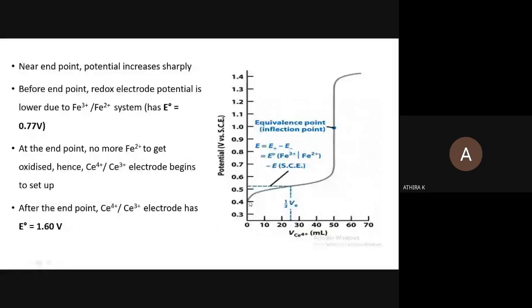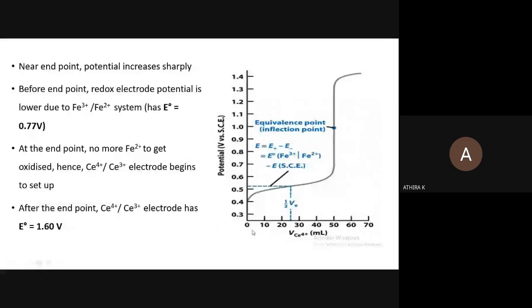Based on that value, we are plotting a graph of volume of cerium 4 plus versus potential or EMF. And the shape of this graph is a sigmoid curve. It is an S-shaped curve, sigmoid curve.